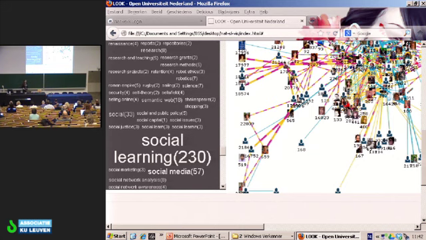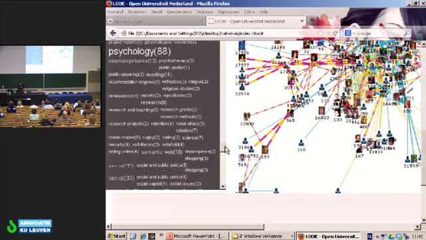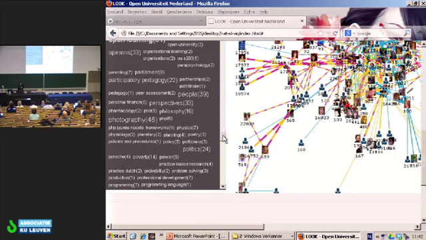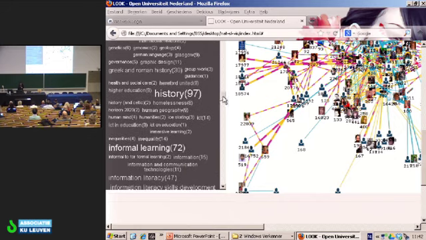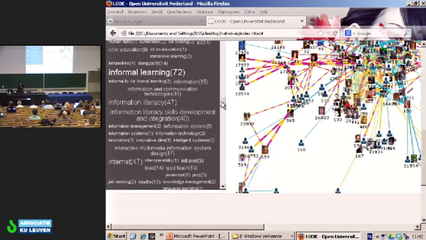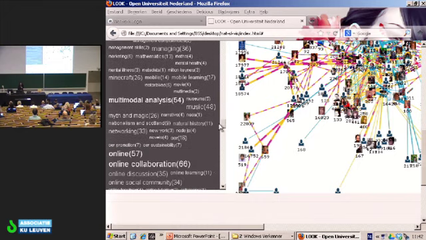So if you are in a learning platform or an online platform, you have in one direct view what they're learning about, what the topics in this area are. In the VisSocLearn platform, for example, social learning is really big, and psychology. It's also a really interdisciplinary platform, so we also have networks around history, informal learning, etc.